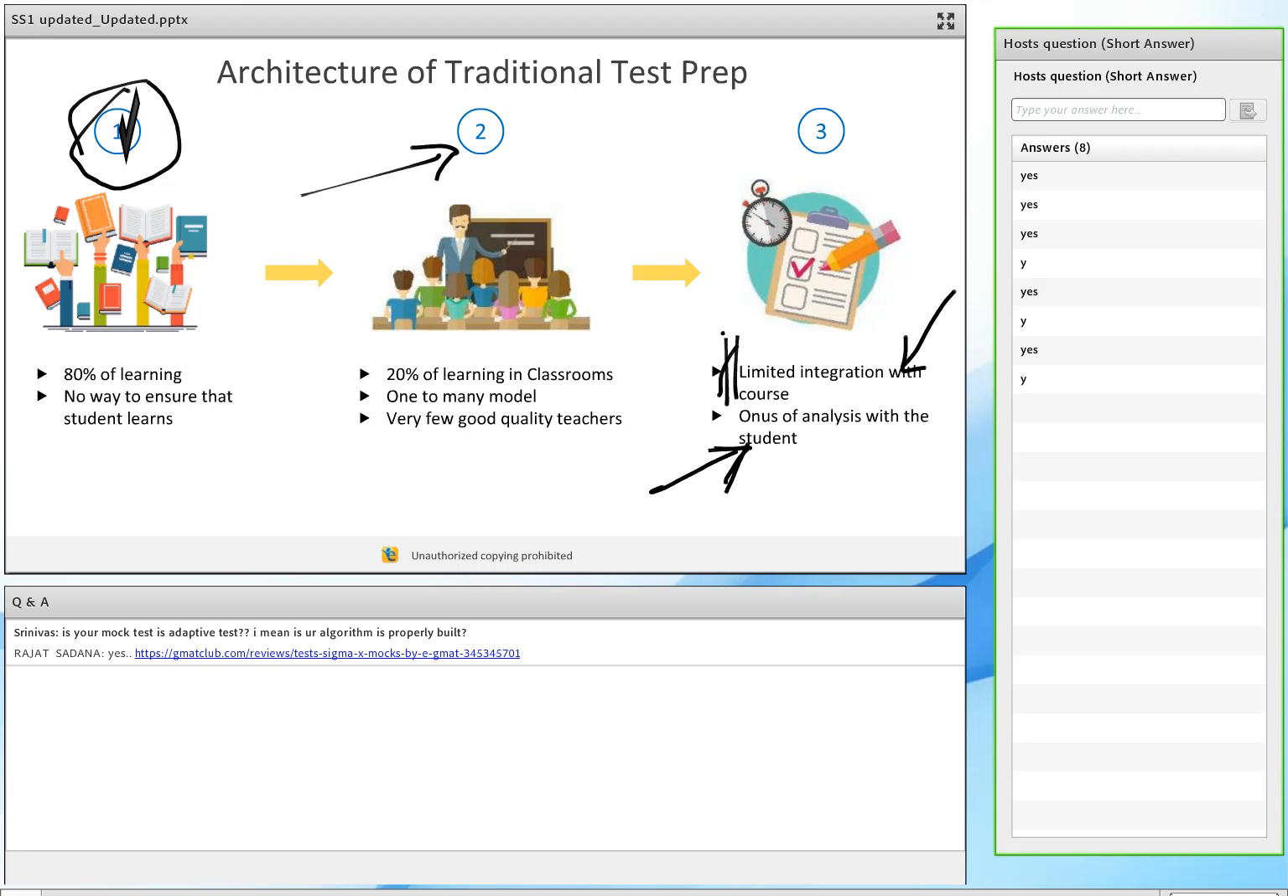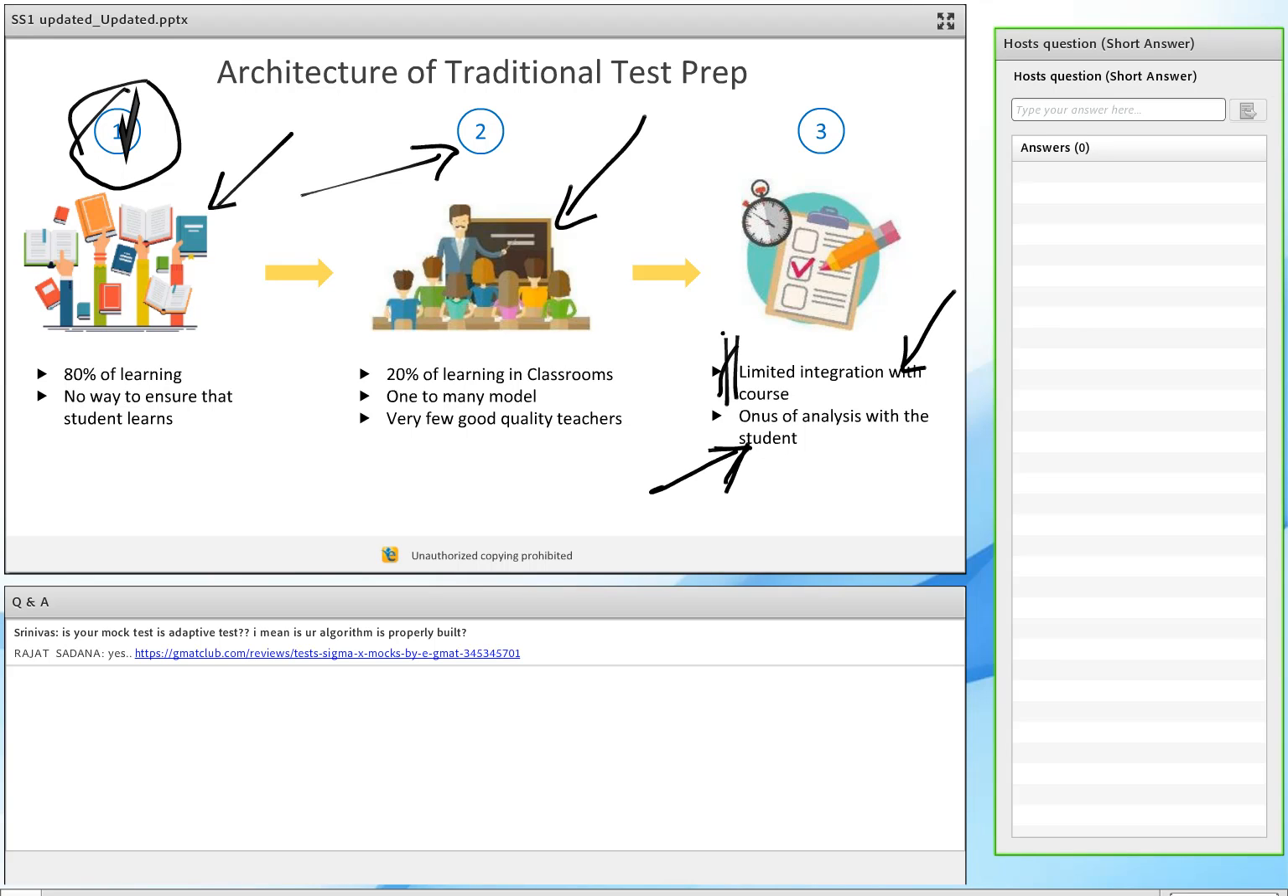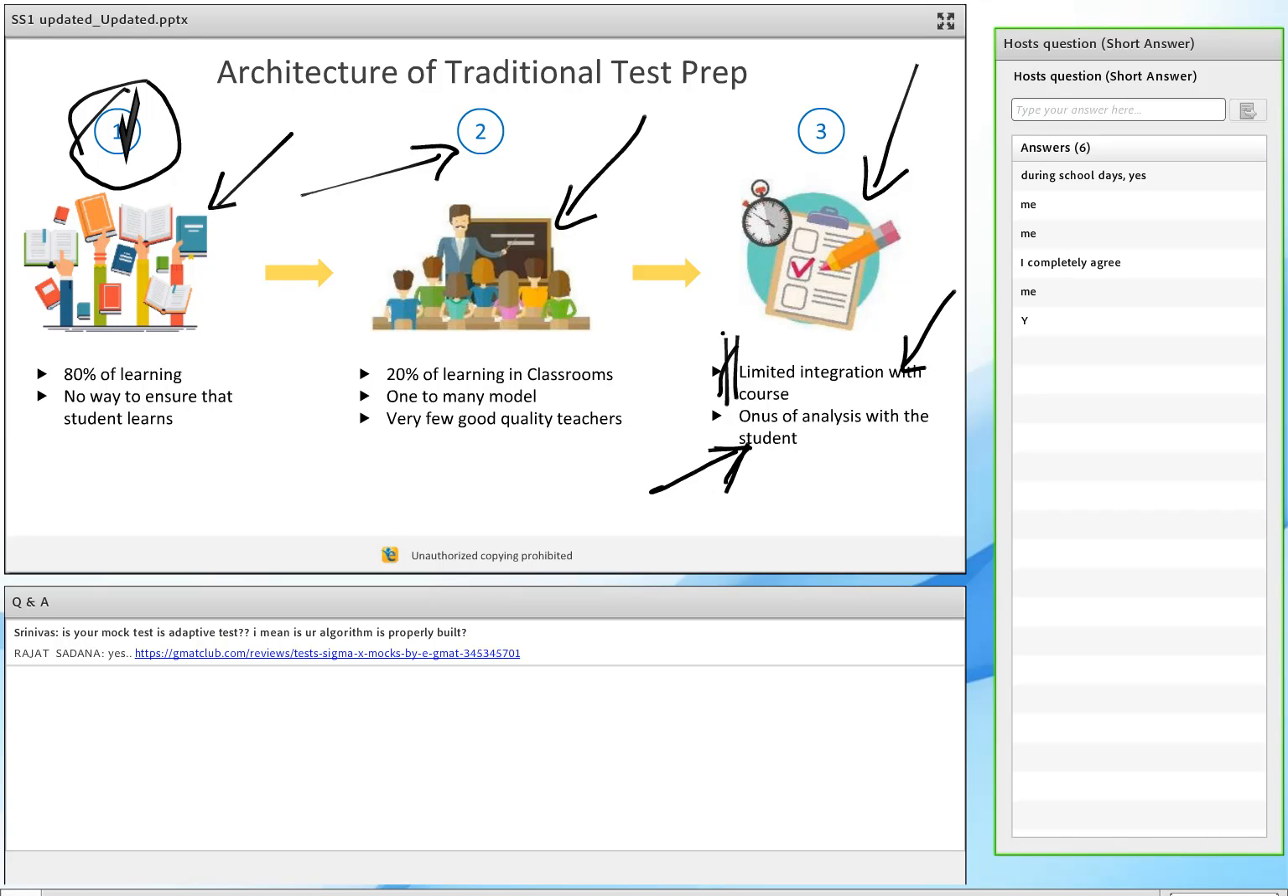How many of you have been through a traditional test prep and have experienced this architecture? By the way, this architecture looks very, very nice when you are over here, when you are over here. But when it comes to this, it seems like you've hit a black box. How many of you have experienced this? Okay.